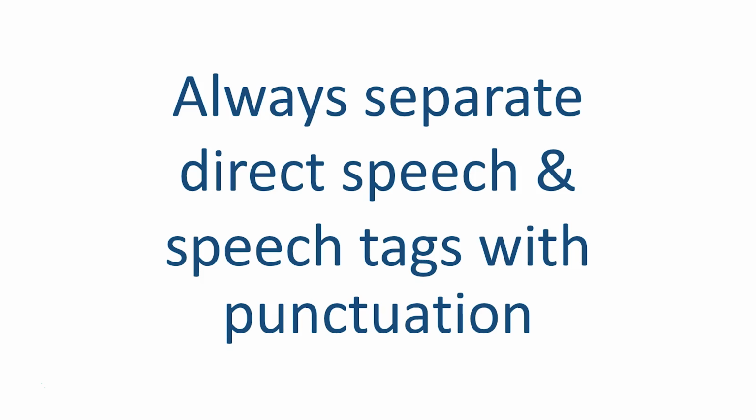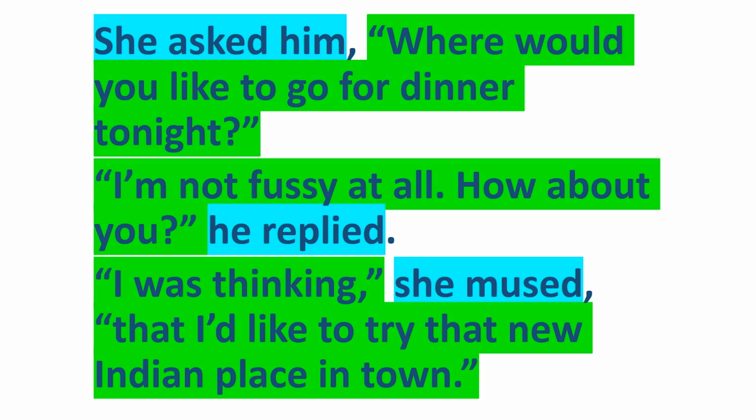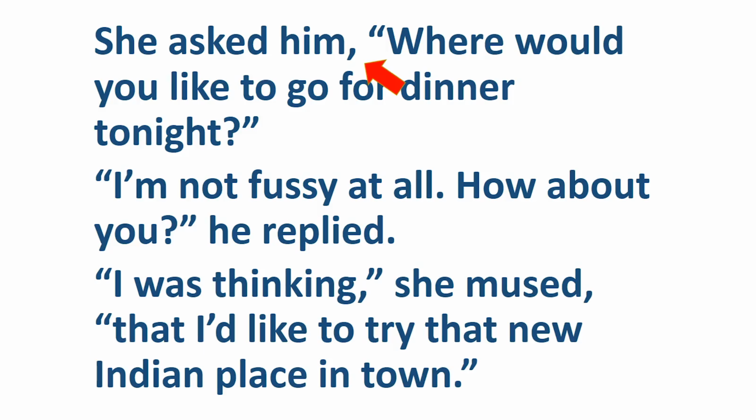We need to always separate direct speech and speech tags with punctuation. Again, speech tags and direct speech need to be separated by punctuation. Looking at this example here, the speech tags are noted in blue and the direct speech noted in green, and each are separated by punctuation marks. Let's look closely. This comma separates the speech tag "she asked him" from the direct speech. This question mark is separating the question from the speech tag "he replied." And here we have a comma that's separating the speech tag from the direct speech, and also after the speech tag, we have another punctuation here.